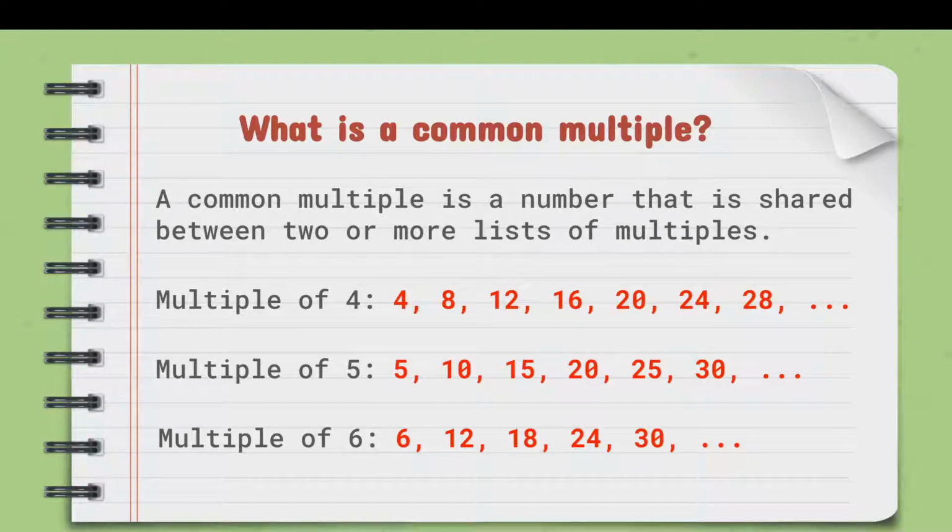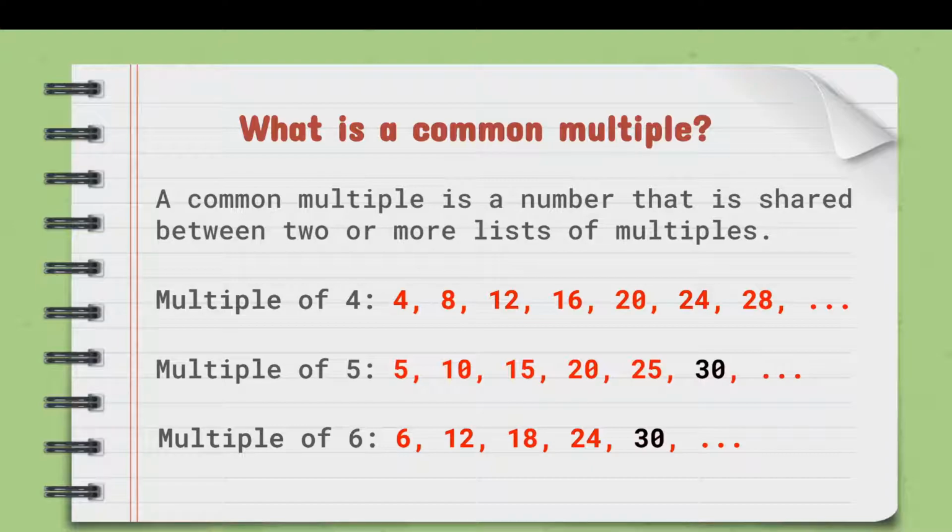On the list, what are the common multiples of 4 and 6? Yes, it is 12 and 24. Both numbers appear on each list, and you call them common multiples. How about the common multiple of 5 and 6 on the list? As you have guessed it, it is 30. Finding common multiples isn't so bad, is it?